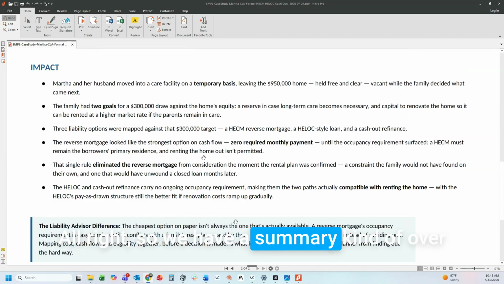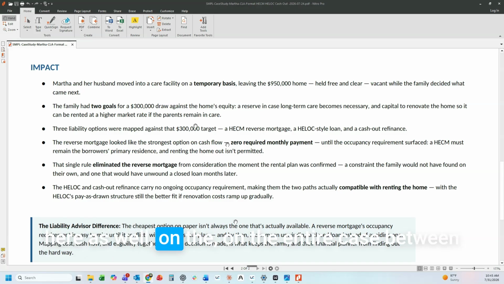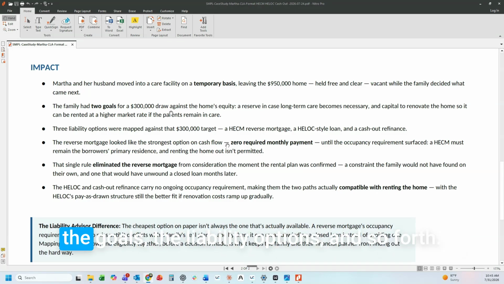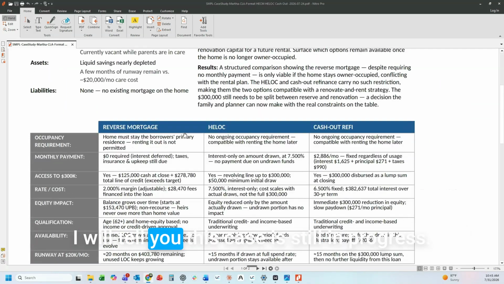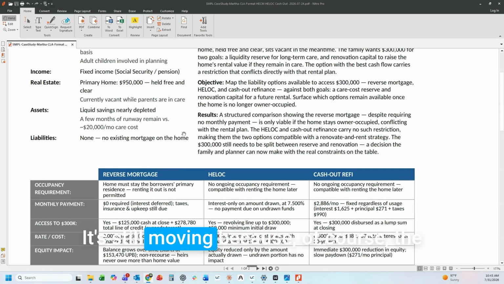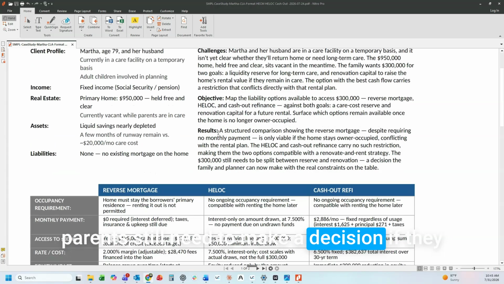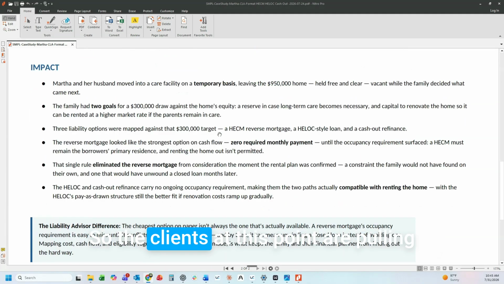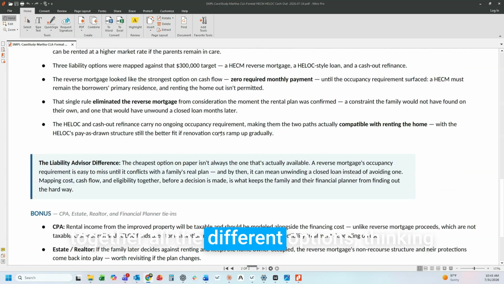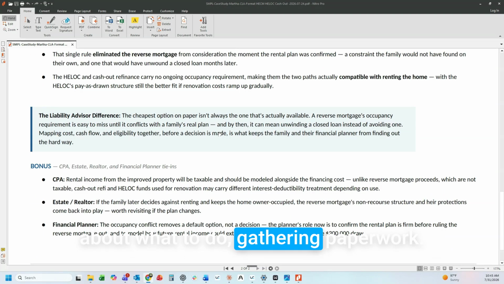All right. So we have a summary over here as well on the entire case, between the goals, the liability options, and so forth. Again, I'm not going to go into either one of these. I will tell you this case is still in progress. It's still moving because, of course, the parents still need to make a decision on whether they can come back home or not. So the clients at this point are pulling together all the different options, thinking about what to do, and gathering paperwork.